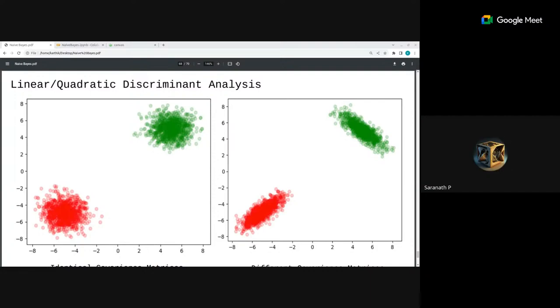So there are things like decision trees and random forests. All those things will come in.